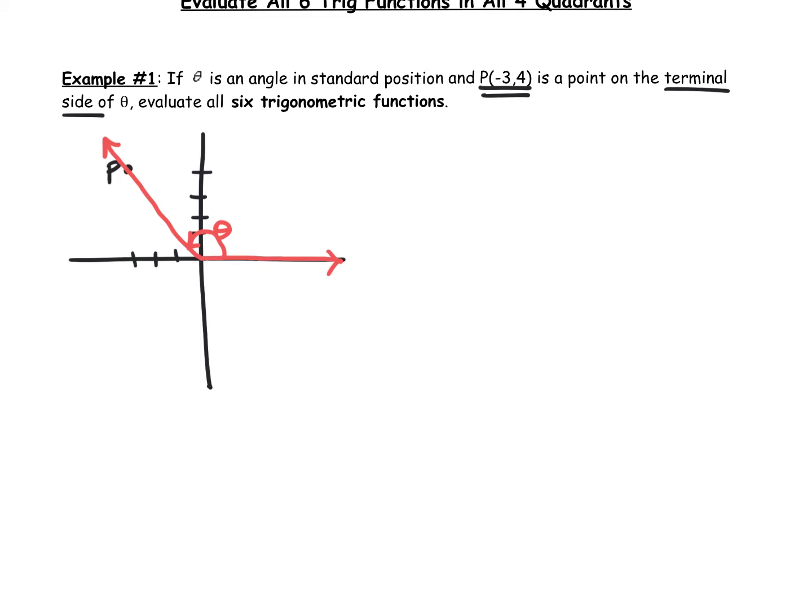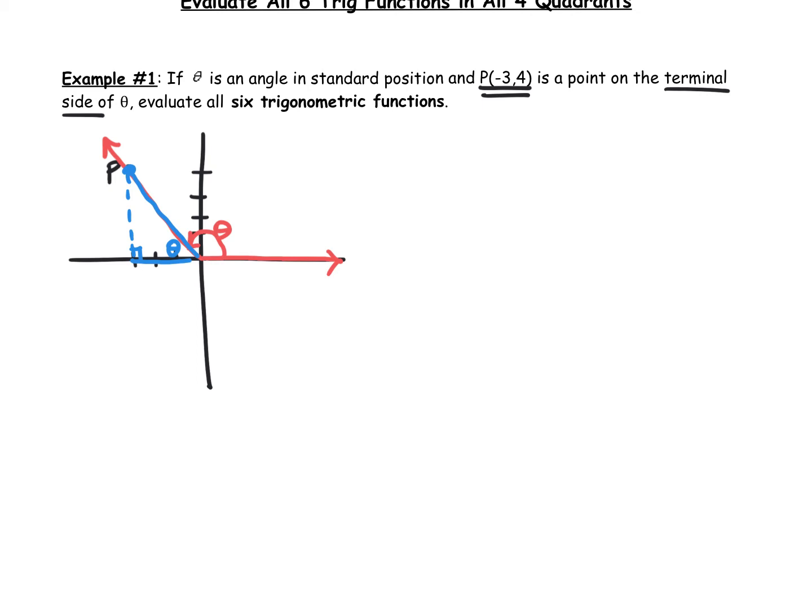What we can do is drop down a perpendicular to the x-axis and make a right triangle. So what we're going to do is make a right triangle here, and we're actually going to use this theta in here. And the reason why we can use this angle is because it's the reference angle. So the reference angle gives us the same value of the function as if we were using the whole angle.